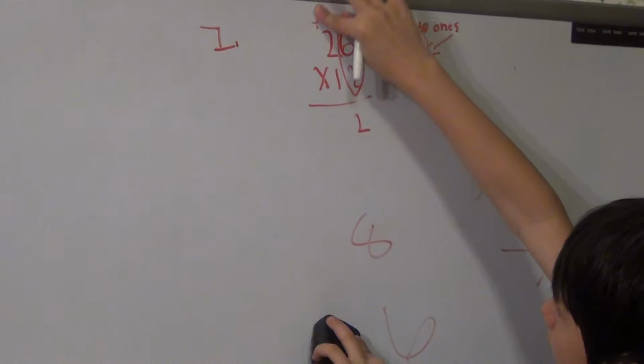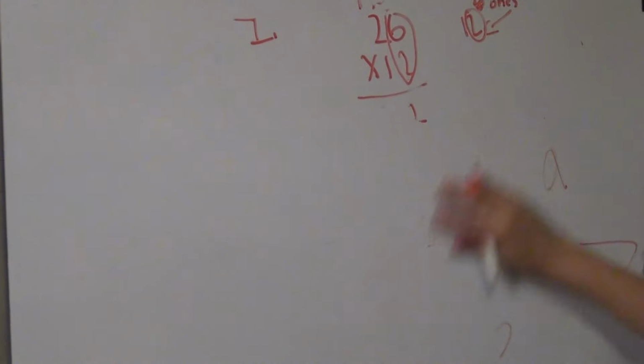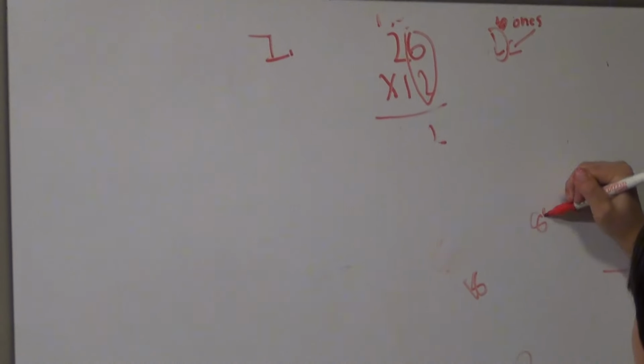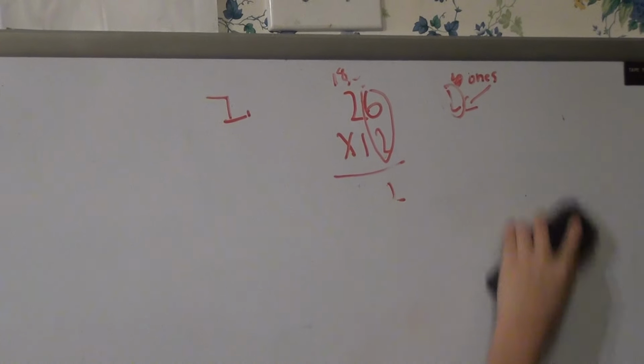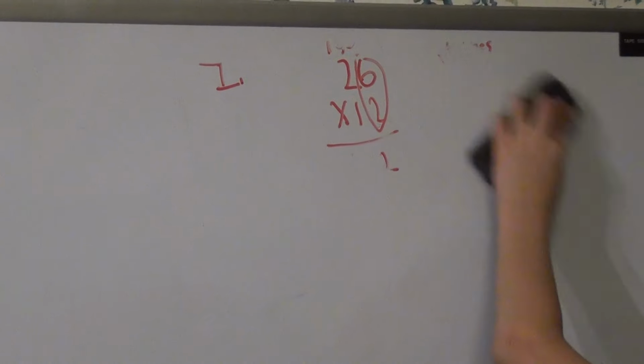But right now we have a 1. So if it was 18, you would put 1 there. If it was 88, you would put 8 here. But right now we just need to put a 1 there because it's only 12.